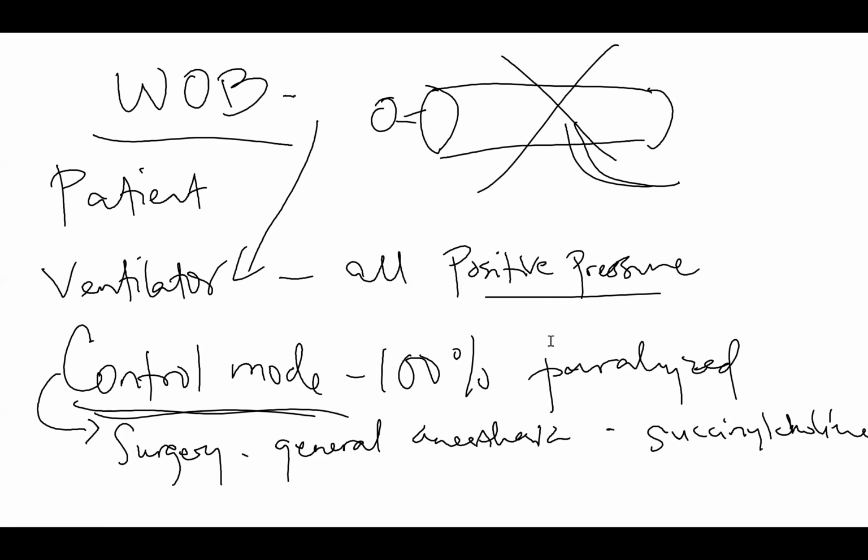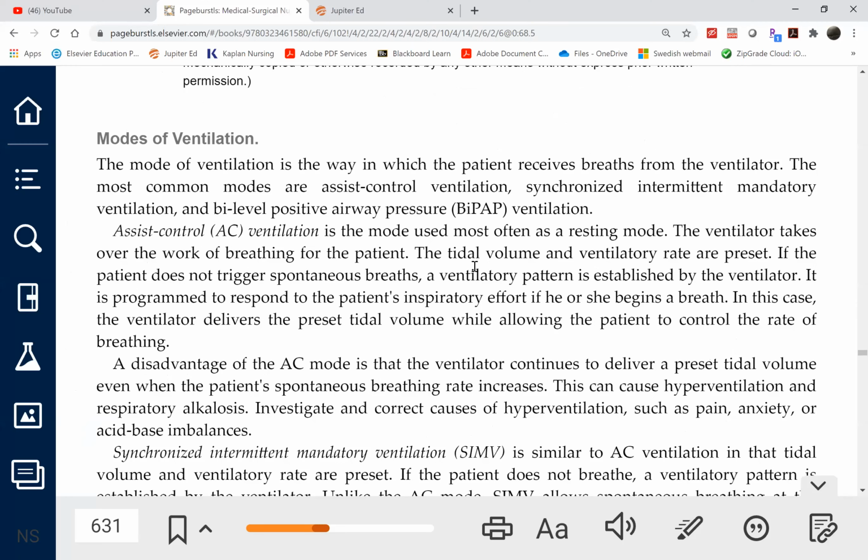Okay, there are two main modes. We have what's called volume modes, and we also have what's called pressure modes. So let's begin with volume modes. They're called volume because there is one thing that is preset. Two things actually that are preset in AC. So let's begin with assist control ventilation.